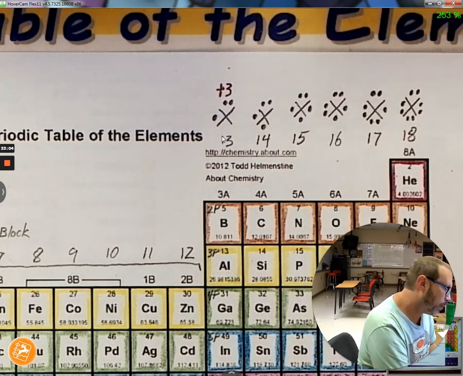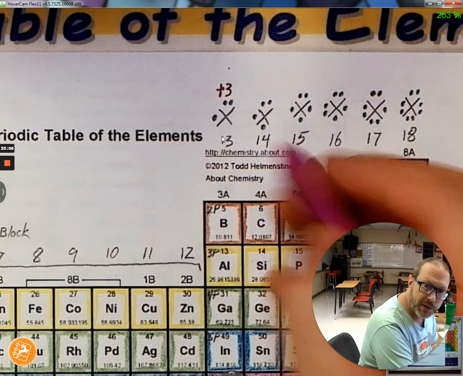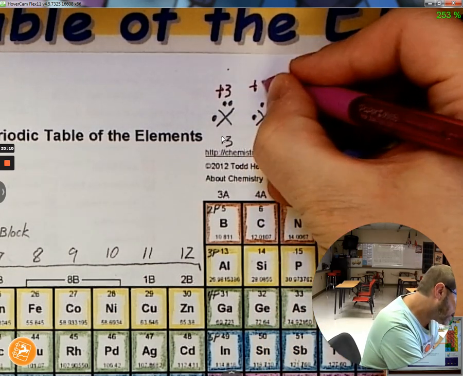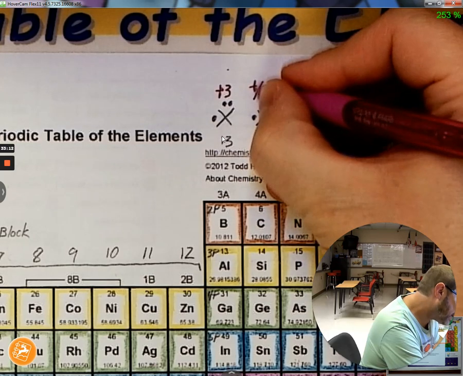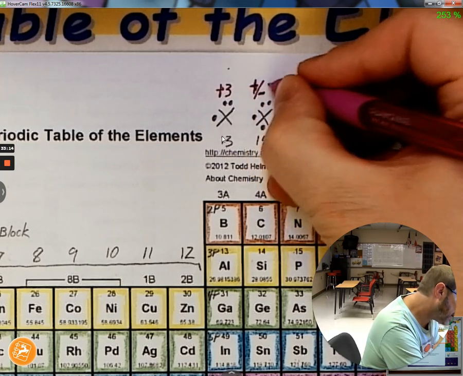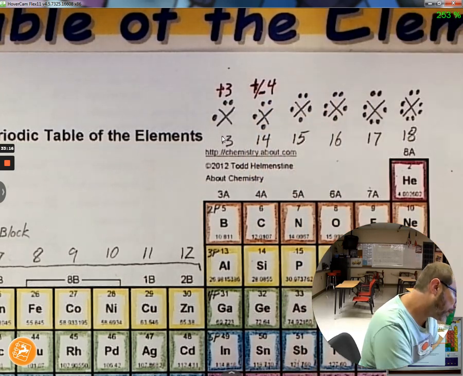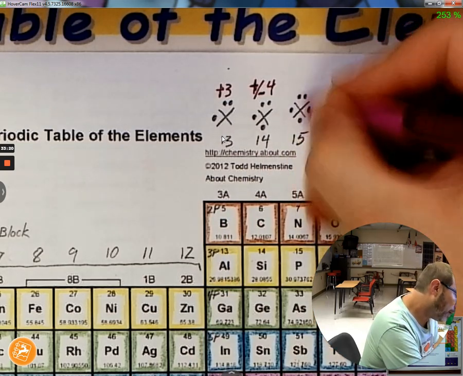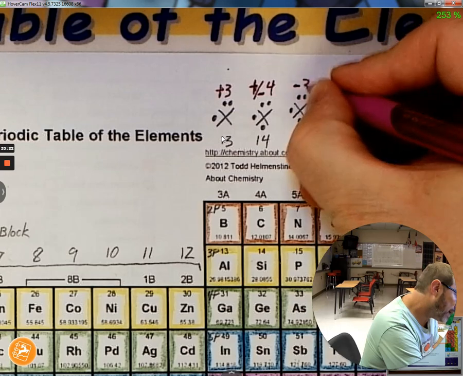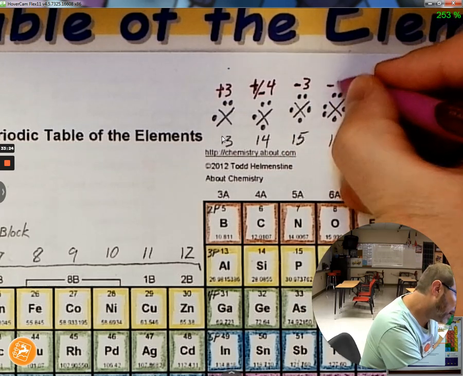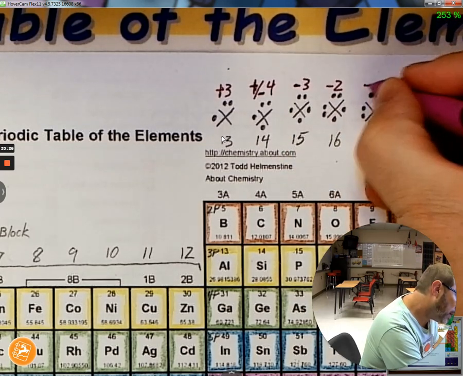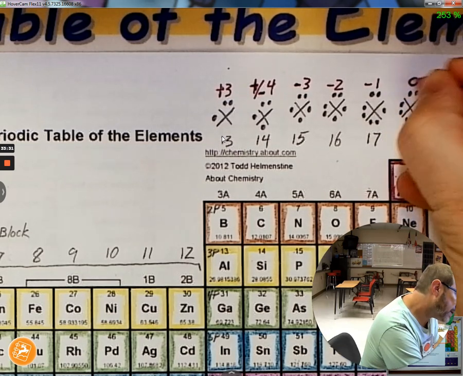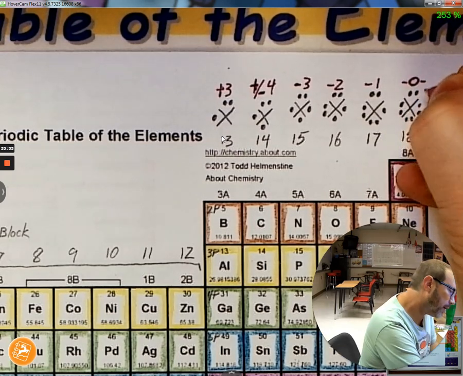Now here's where things get weird. Over group 14, the one that's got carbon in it, I'm going to write +/-4, make sure you can read that plus there. And then I'm going to start going back downhill. Over group 15, that's -3, -2, -1, and then over the noble gases, I'm going to put 0.